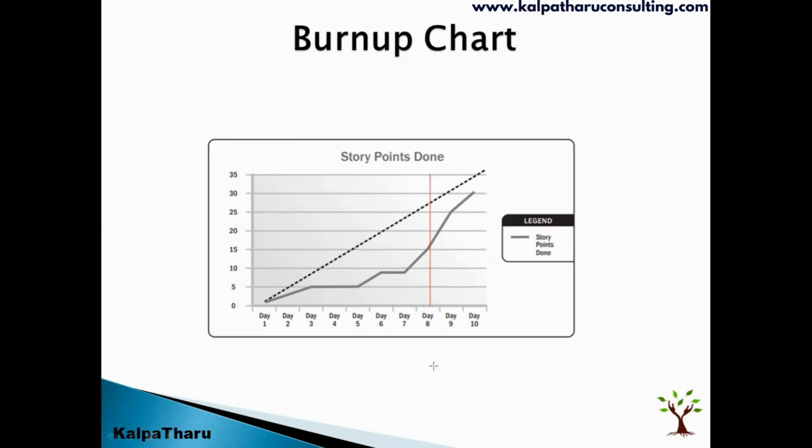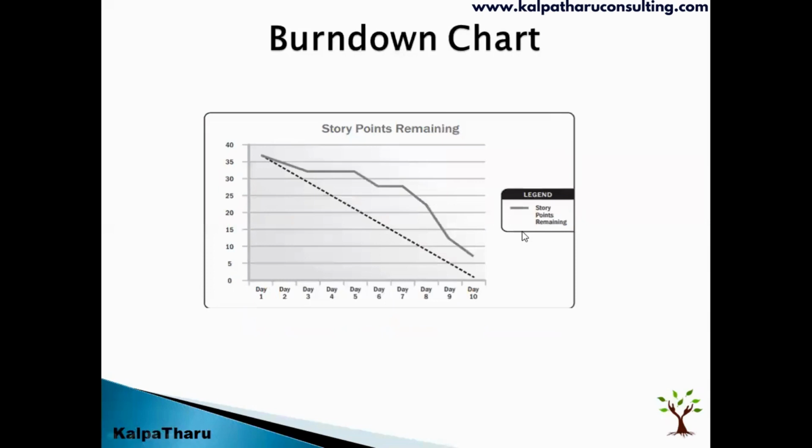Now let us move to the other burn chart, which is the burn down chart. So what is a burn down chart? A burn down chart represents the remaining work against the plan. If you see here, the total work in hand is 35 story points. Every day you plan to complete some work, and by day 10, you will have 0 work in hand. The dotted line is your plan and the gray line is your actuals. However much work you have completed, the remaining work is presented here. So how is the performance here?